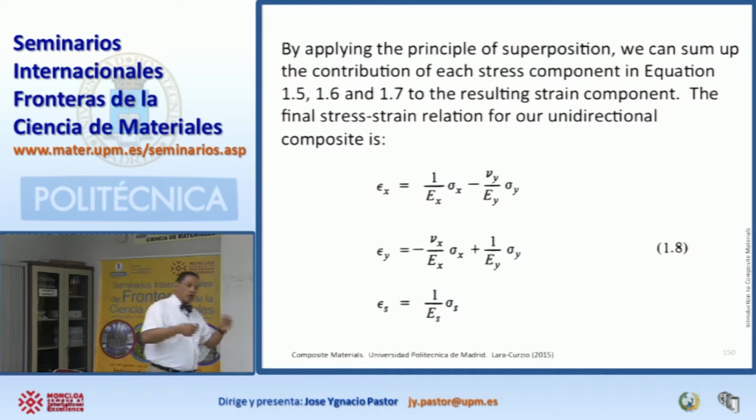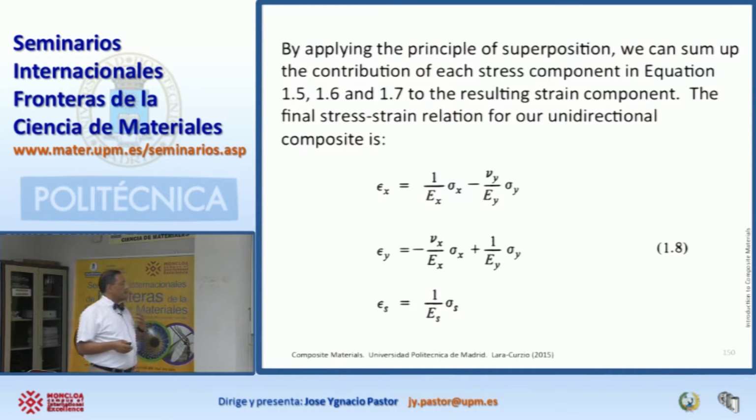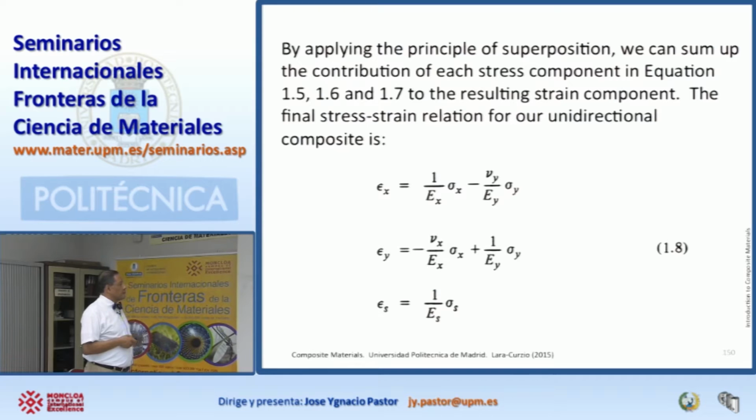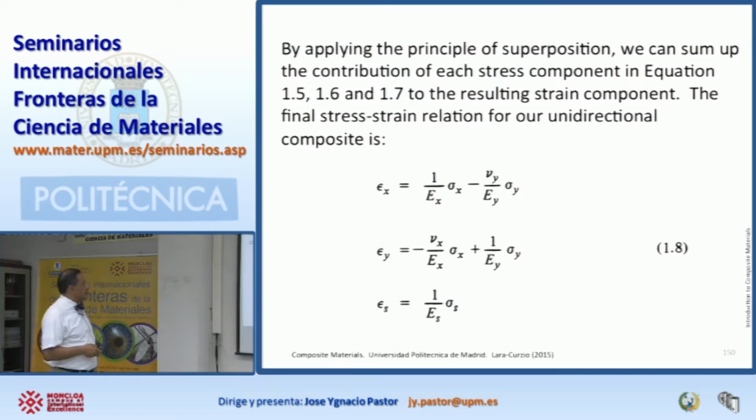Now, let's go back to the case of the fuselage. In the case of the fuselage, you're going to have complex states of stress. You're going to have stresses in different directions. And then you can calculate your stresses using superposition, because everything that we are doing here is a linear analysis, okay? We are not dealing with plasticity. Everything is linear. Everything is elastic.